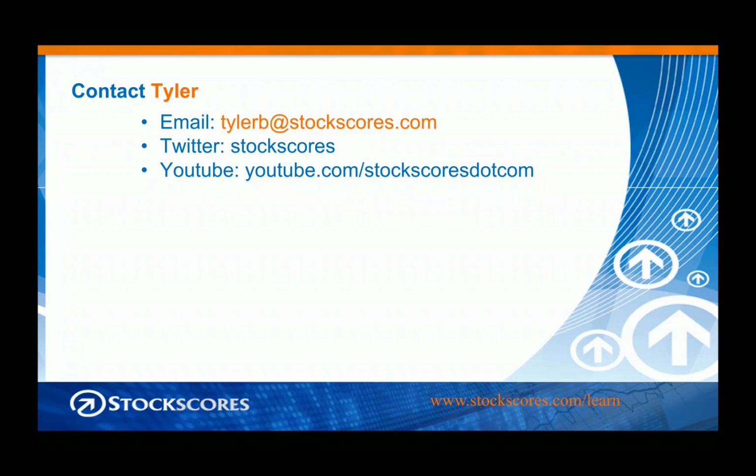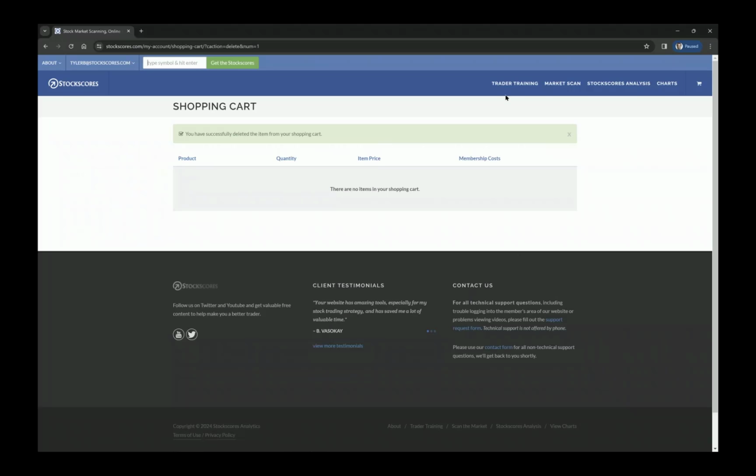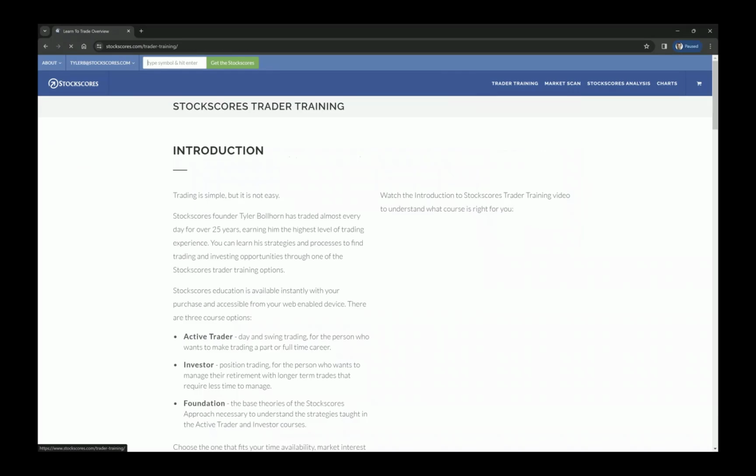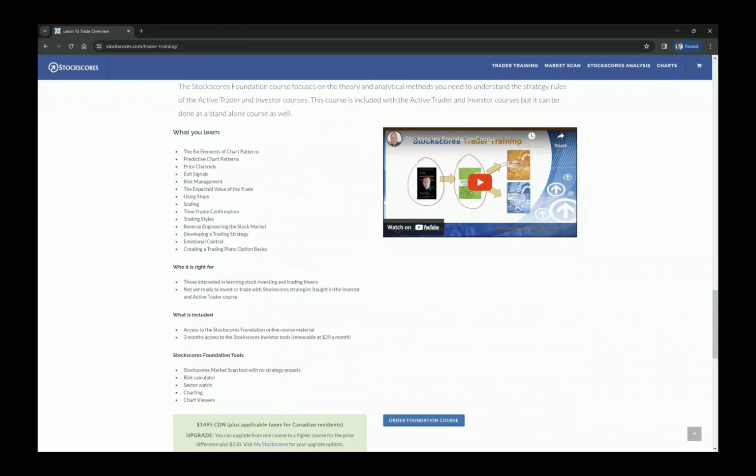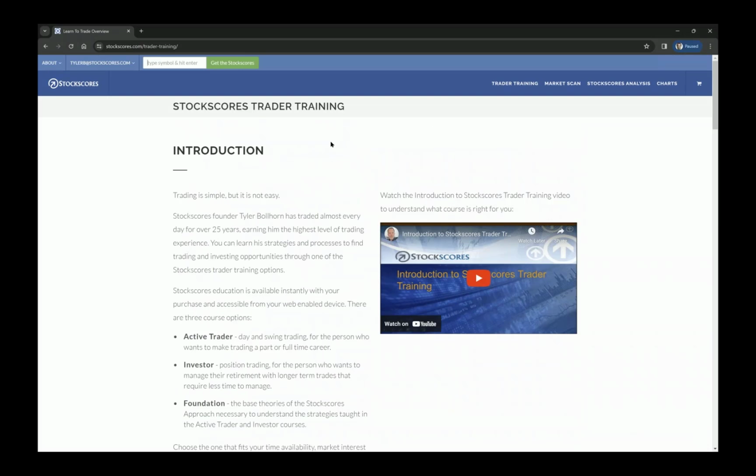Is there a monthly cost for the investor course? No, it's $300 a year, but that's just for the use of the tool. You get 6 months free. Please let us know where to find a description for the investor course. That was on my website that I just showed. If we go back here, go to Trader Training, Learn How to Trade, all the descriptions are on that page. There's lots of information there you can check out.